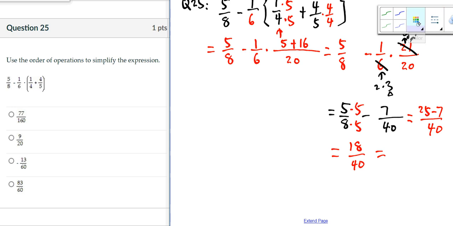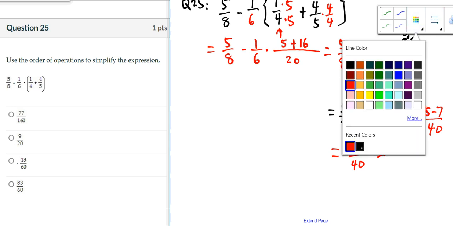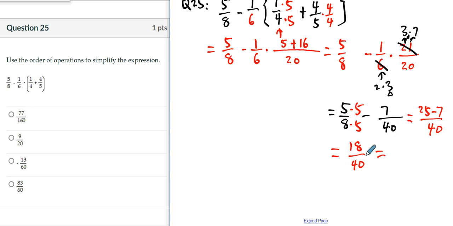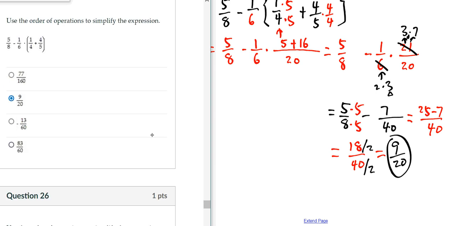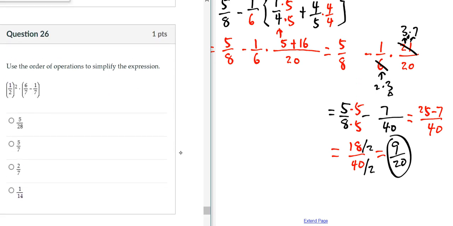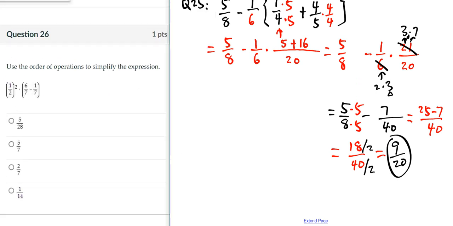To reduce that, how much can we reduce? Divided by 2 here and here. You have a 9 upstairs, 20 downstairs. Do we have a number here? Too bad. Or too good. We do have one right here. That's the one. 9 over 20. Okay? Probably the last one.